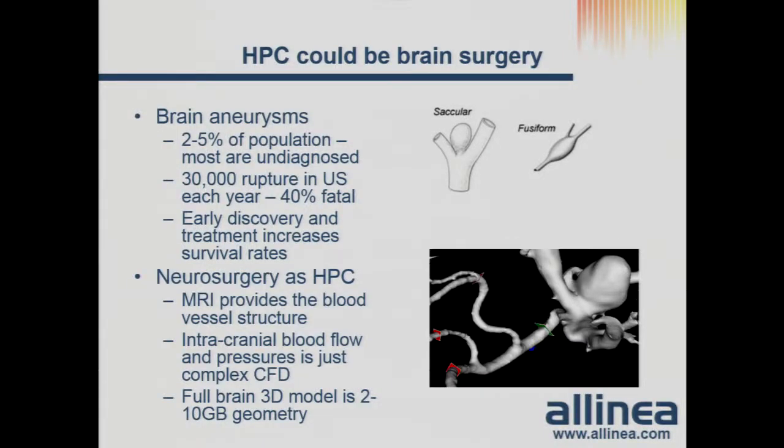So brain aneurysms, as we say here, 2 to 5% of the population have some, most being undiagnosed. So that means within this audience, there will be some of us who have them, and we don't know who. 30,000 will rupture each year in the US alone, and the odds are not great. But if you discover these things early and you treat them early, then the survival rate will increase.